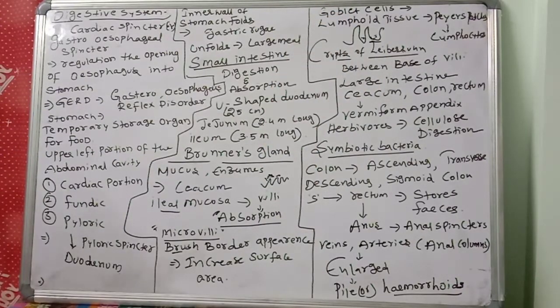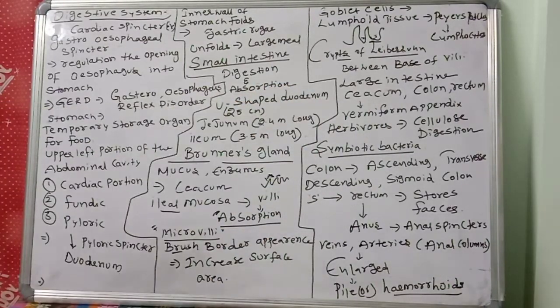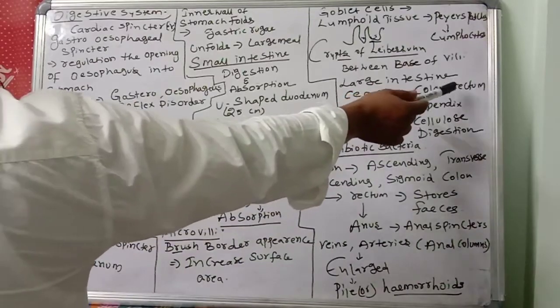Next, another important one, the large intestine. The ileum enters into the cecum. The large intestine consists of three parts. What are the three parts? Cecum, colon, and rectum.